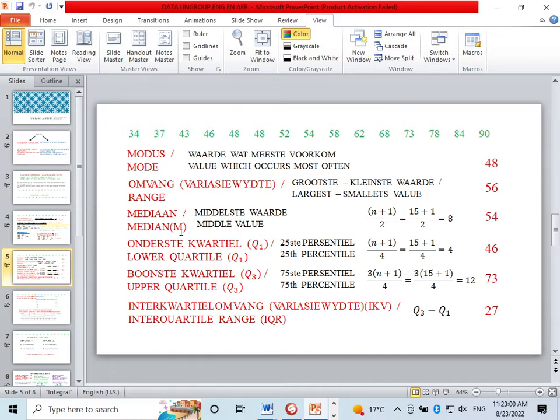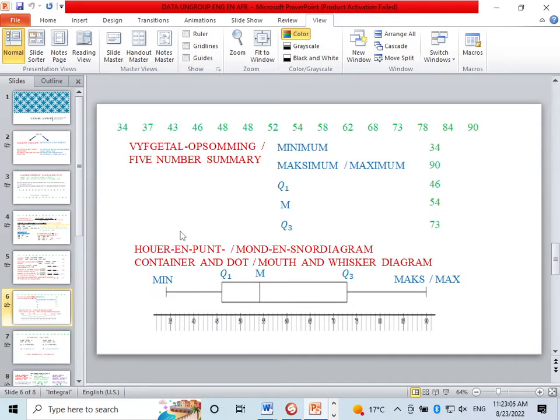Right, there's the interquartile range, you know that one as well, Q3 minus Q1. The 5 number summary. This is, they say here, the mouth and whisker diagram. The container and dot, I know it more like the box and whisker diagram. That's the way we use it. This summary is from a different province. Okay, so that's just why the wording sometimes differs.